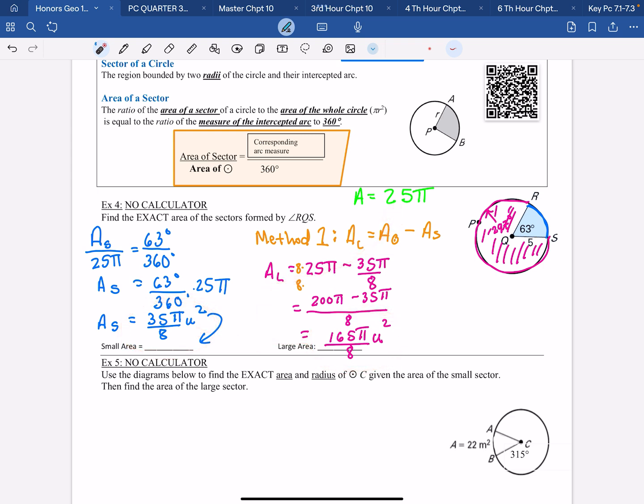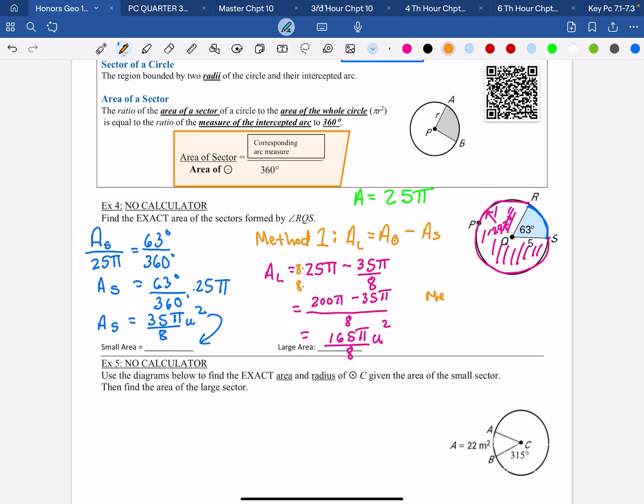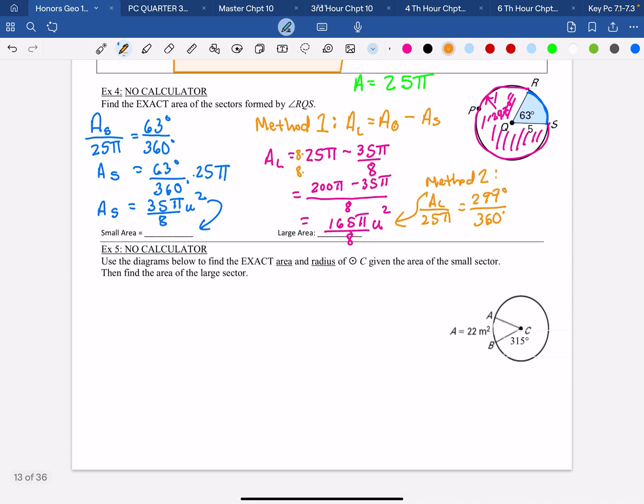All right, and again, method 2, if you were to do this one, would be to solve the proportion all over again. You would have the area of the large over 25 pi is equal to, and now instead, 297 degrees, all divided by 360. And when you solve, you should get that value right there. So it's your choice, whatever method you want to do.